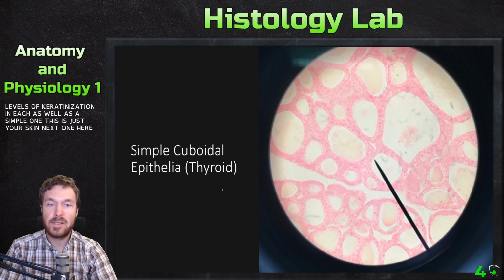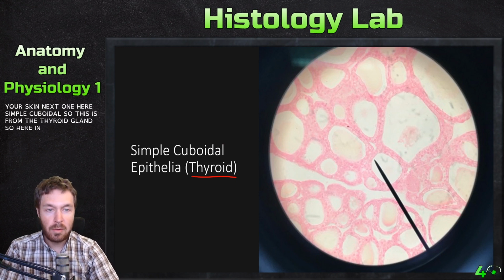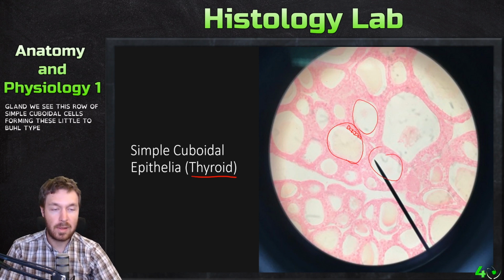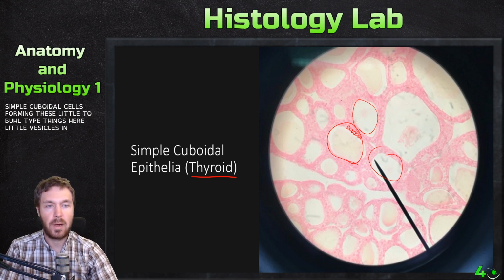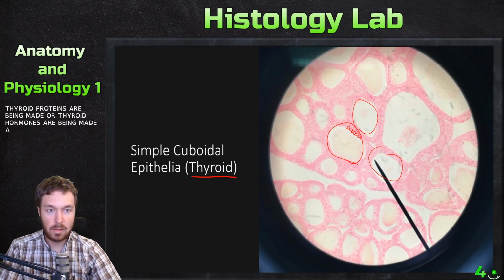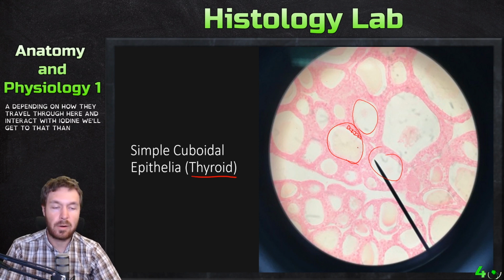Next one here, simple cuboidal. This is from the thyroid gland. Here in the thyroid gland, we see this row of simple cuboidal cells forming these little tubule-type things, little vesicles in a way. When thyroid hormones are being made, depending on how they travel through here and interact with iodine, we'll get to that in the endocrine system.